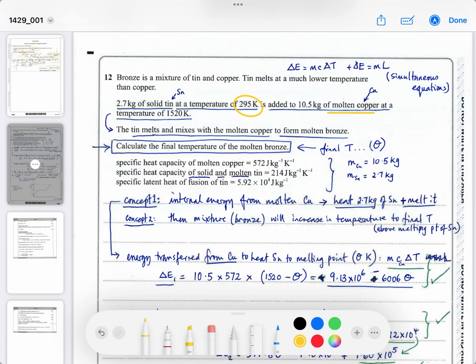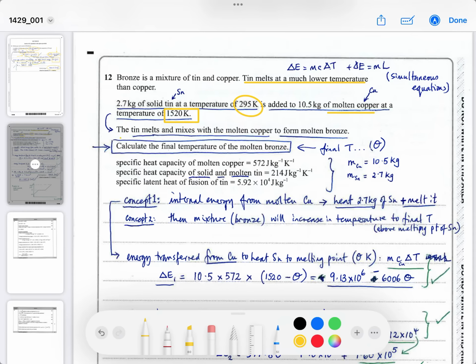The temperature of the molten copper that you put the tin in is 1520. So if the copper is already molten and tin melts at a lower temperature, that means the tin will melt when you put it in.